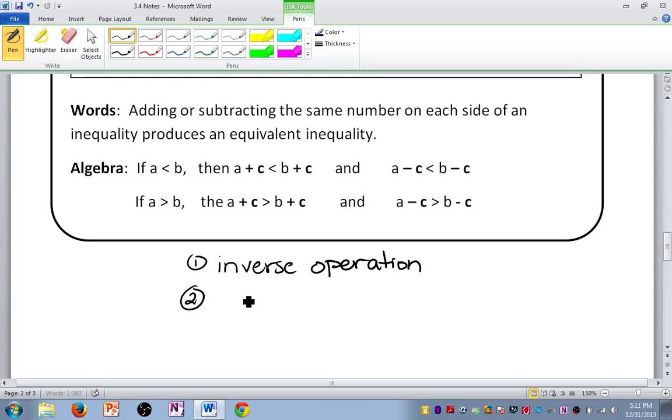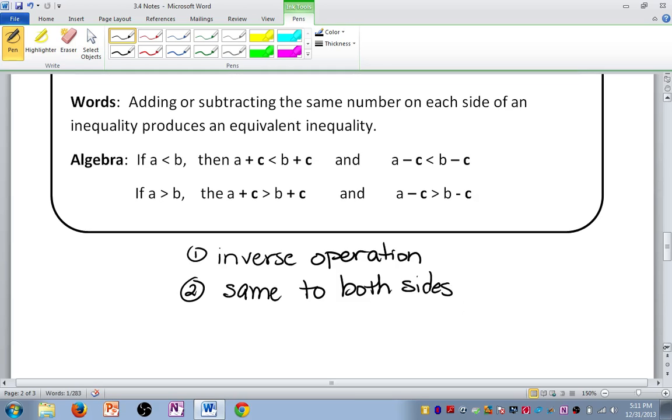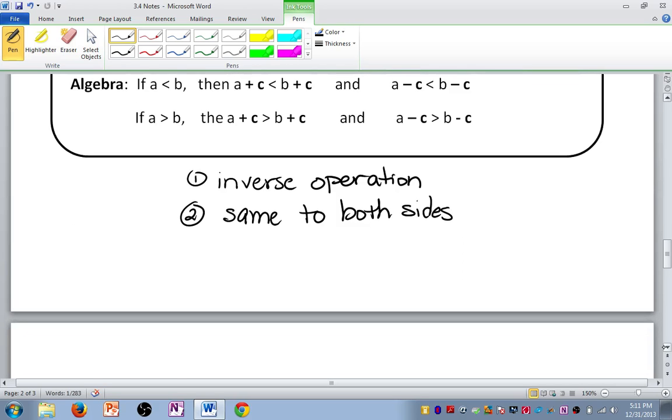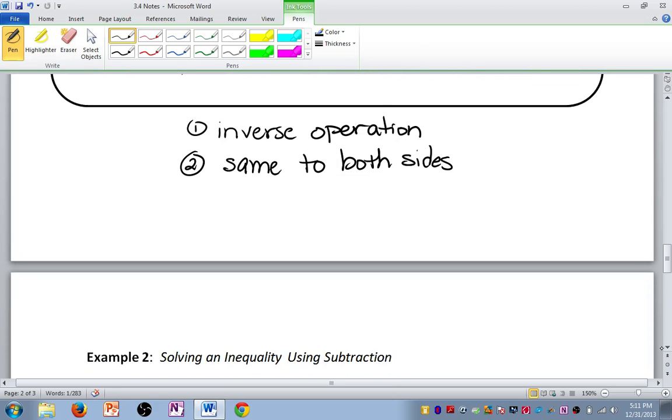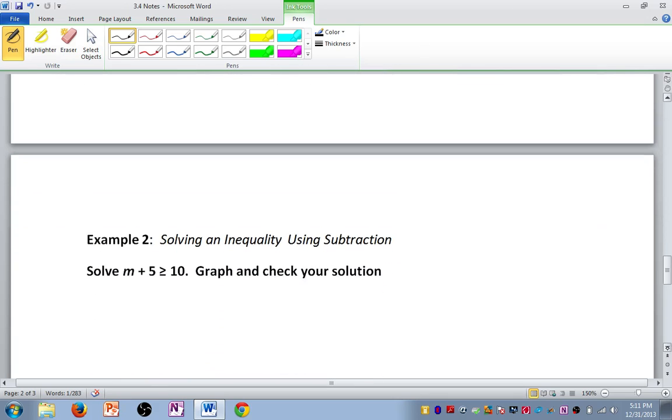And then we do the same to both sides. Let's practice a couple of these solving inequalities. In the first one, we're going to use subtraction to solve the inequality.